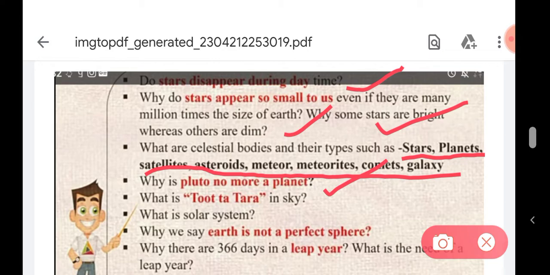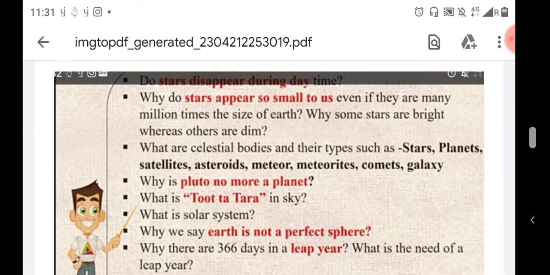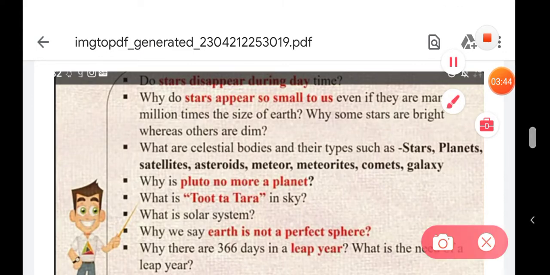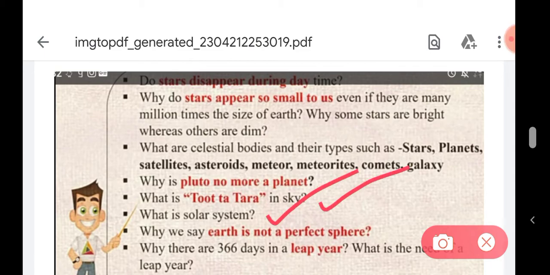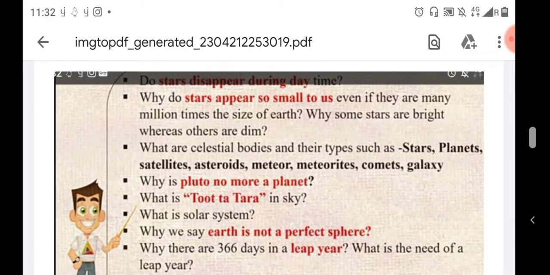And why is Pluto no more a planet? Once Pluto was also a part of our planets, but now Pluto is not a part of the planets. So why? Or what is a shooting star in the sky? What is the solar system? And why do we say Earth is not a perfect sphere? And why are there 366 days in a leap year? What is the need of a leap year?